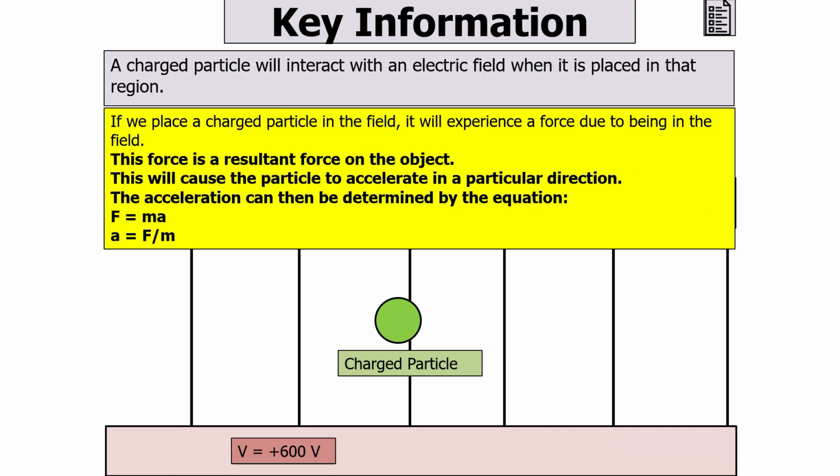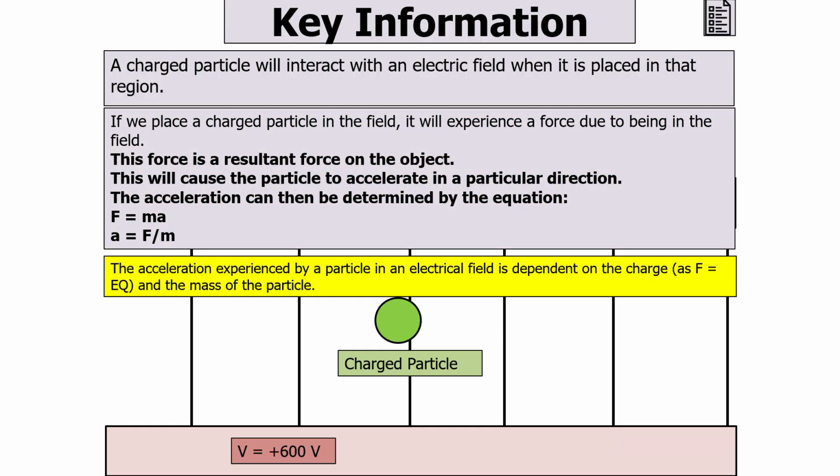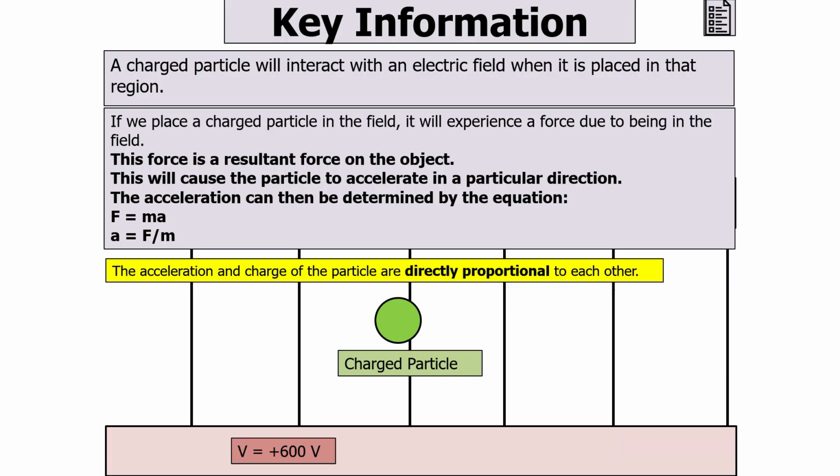Now the acceleration can be determined by the following equation. F equals ma, so a is equal to F over m. Now the acceleration experienced by a particle in an electrical field is therefore dependent on the charge, as F equals Eq, and the mass of the particle. So the acceleration and the charge of the particle are directly proportional to each other. The acceleration and the mass of the particle are inversely proportional to each other. And the acceleration and the charge to mass ratio of the particle are directly proportional to each other.